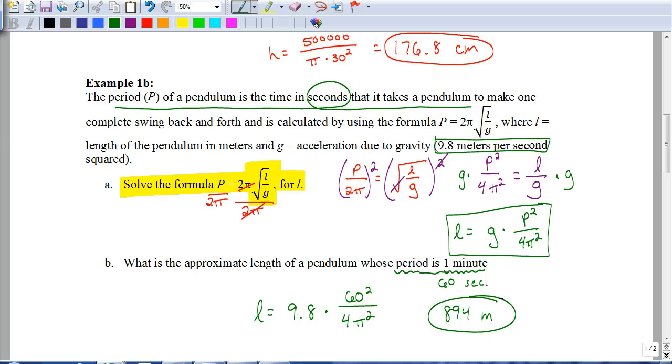And again, you might think, well, 894 meters, that seems kind of long, but remember, this is a pendulum, and it takes 1 complete minute to swing from where it started, back and forth, to where it started from. So it's got to be a pretty long swing, a long string, for it to take that long. So your answer would be 894.